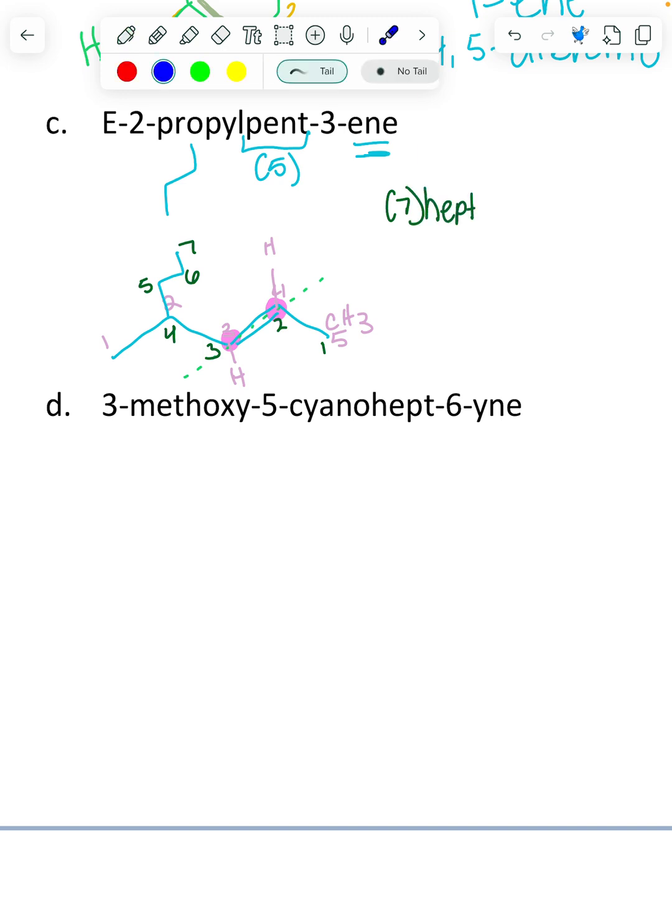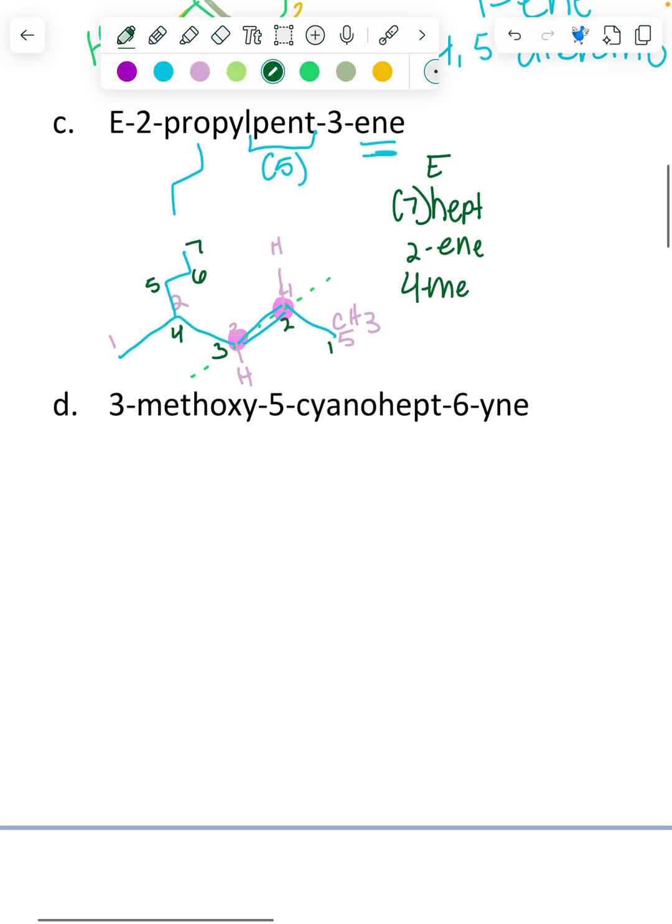We know there's a double bond at carbon site 2. So that means it's 2-ene. We know that it's still E because we didn't change anything. So this is still an E. And then we have this methyl group right here bonded to carbon 4. So it's going to be 4-methyl.